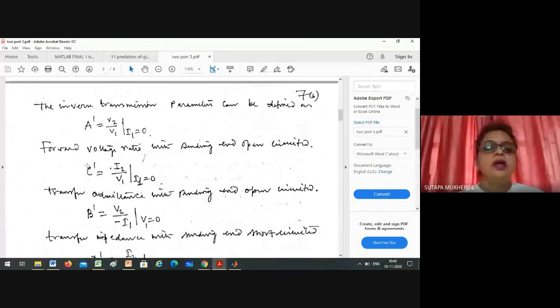Now come to C dash parameter. Forward voltage ratio with sending end open circuited. Sending end open circuited means I1 equals 0, already it is written here. So C dash equals I2 by V1.